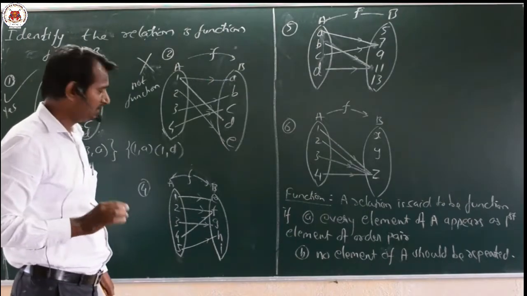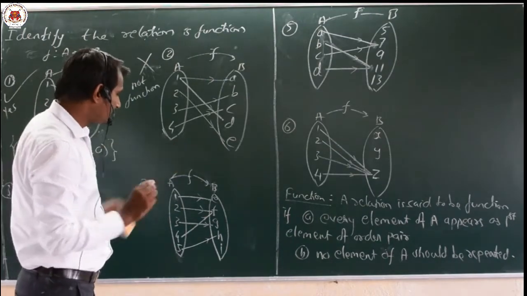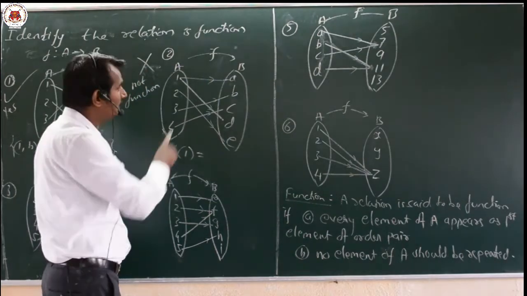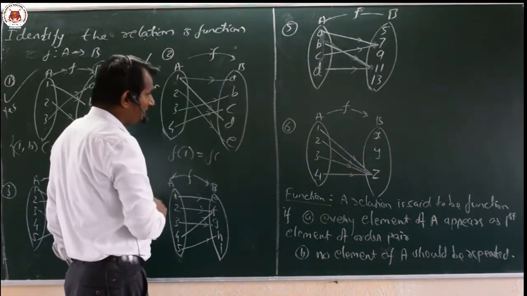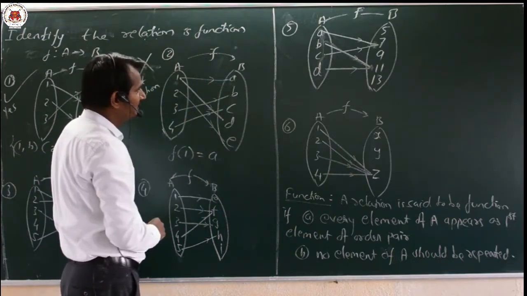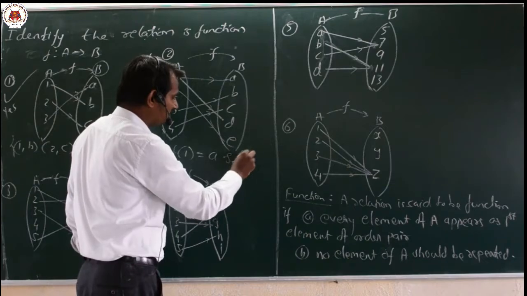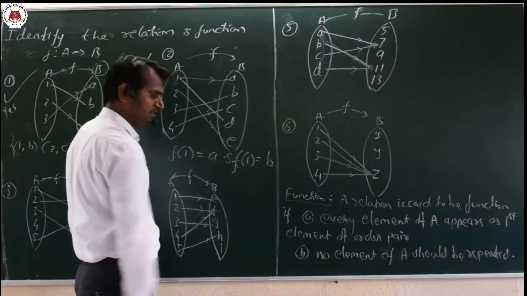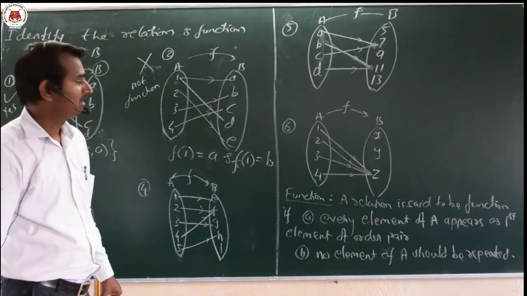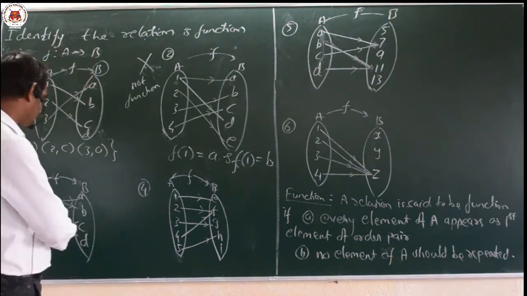Is it clear, everyone? What example can we give here? I can write f of 1 equal to A and f of 1 equal to D. Or else you can write it in terms of ordered pairs. Is it clear, dear friends? Now let us move on with the third example.